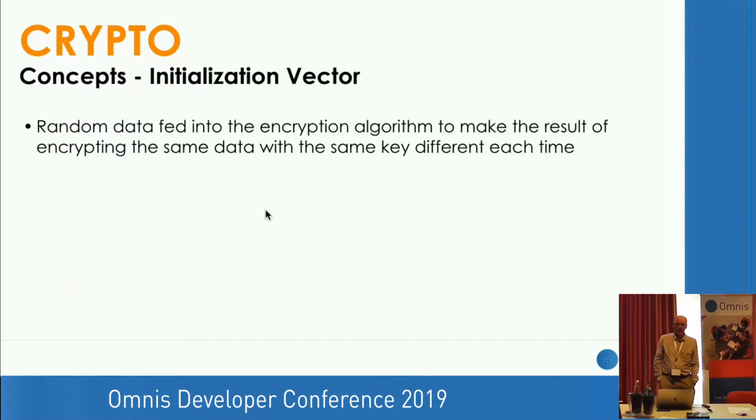So another concept is something called an initialization vector, which is some random data, and you feed it into the encryption algorithm to make the result of encrypting the same data with the same key different each time. So it's another way of providing a bit more security to encryption.